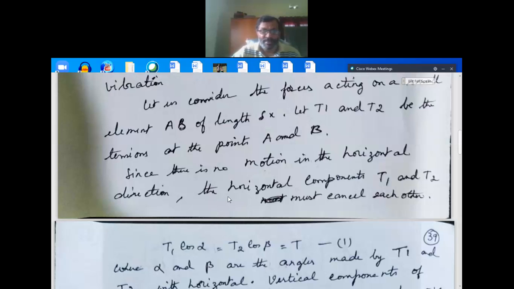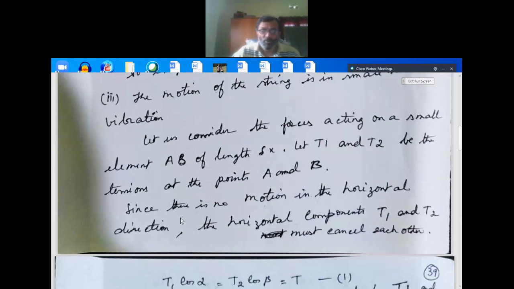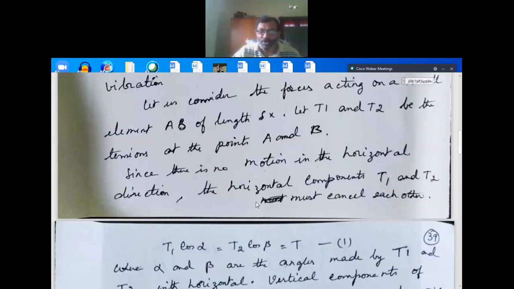So these are the explanations. Since there is no motion in the horizontal direction, the wave goes upwards. The horizontal components T1 and T2 must cancel each other.